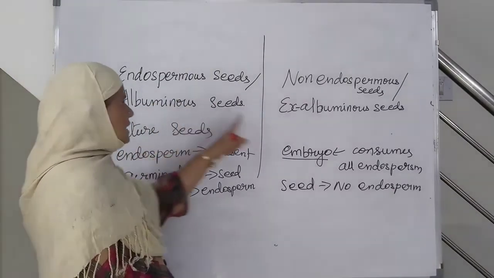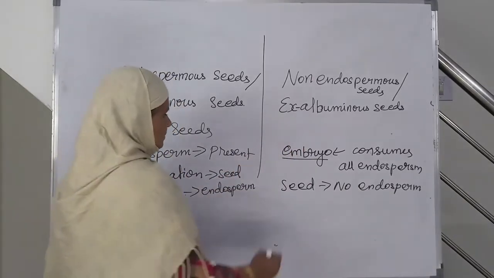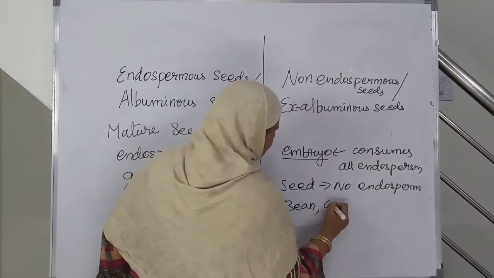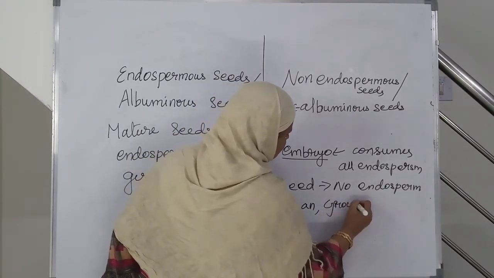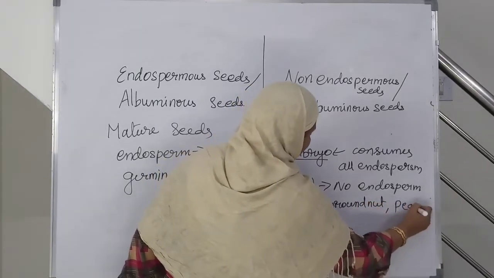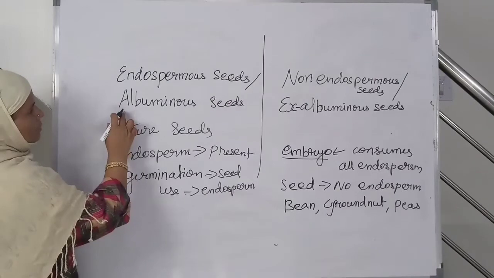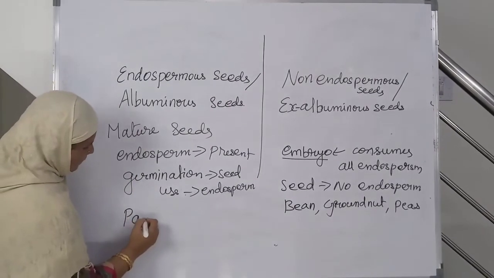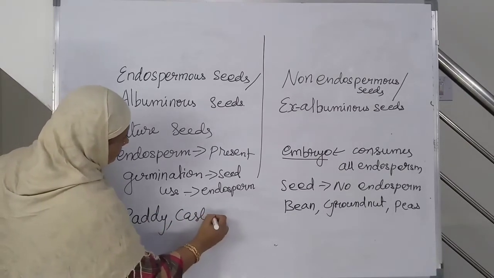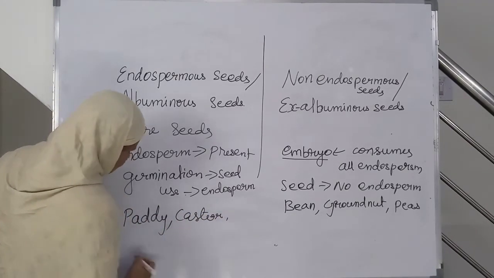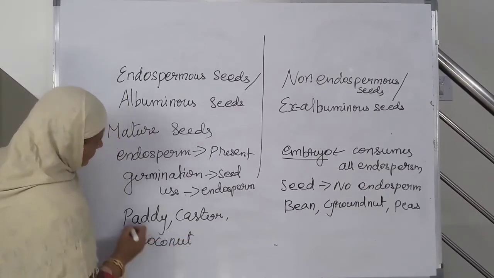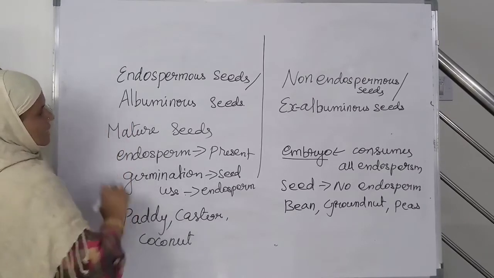Examples for ex-albuminous seeds are bean, groundnut and peas. For albuminous seeds, paddy, castor and coconut are examples.